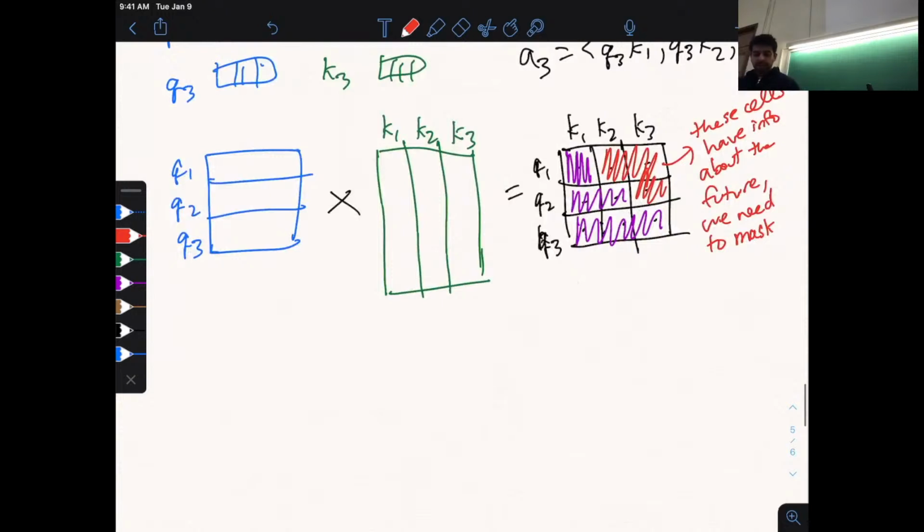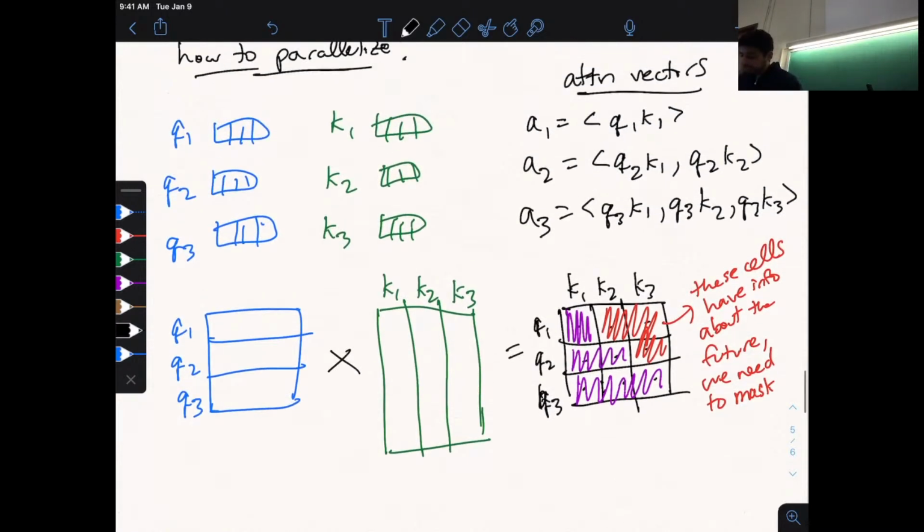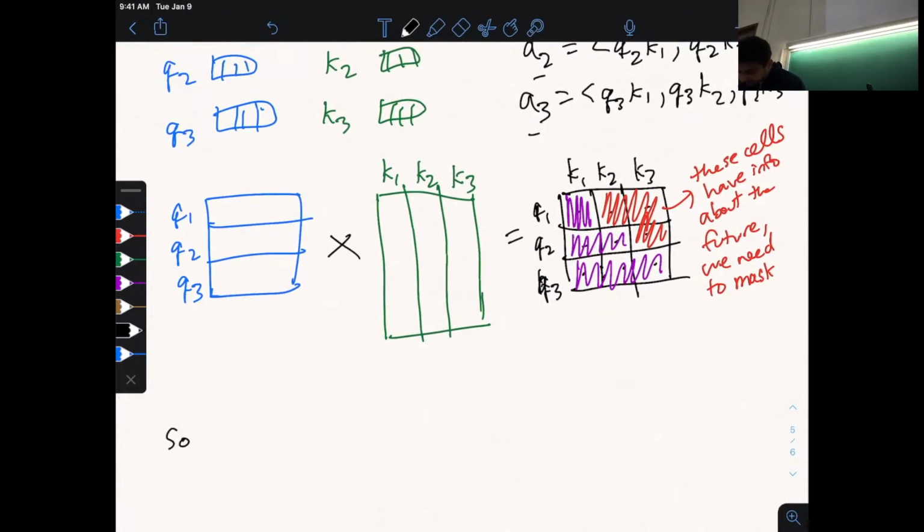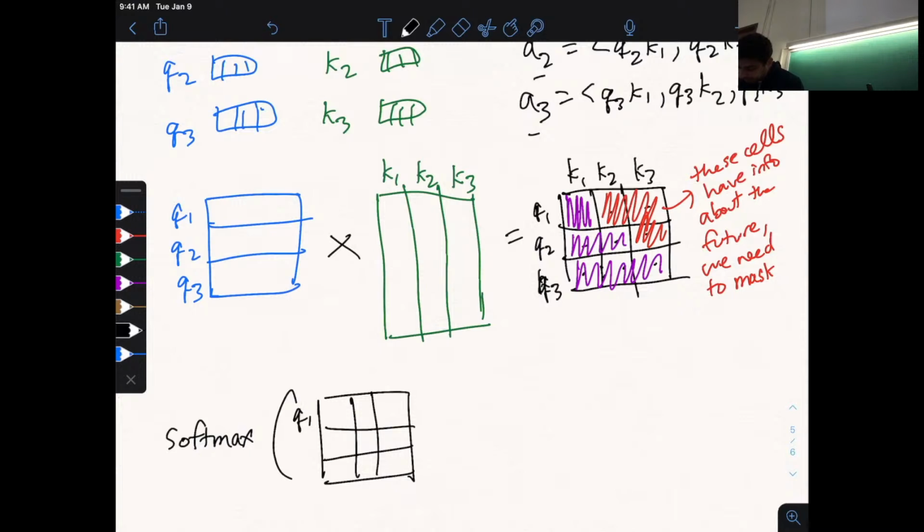So let's see how we can actually implement this mask. The way we can do that is when we apply the softmax function. Remember, we want to take the softmax of A1, A2, A3. Those form our final attention distributions. So how can we exclude these red cells when we're computing the softmax? Our computation is going to look like this. We have the 3 by 3 matrix that contains all of these dot products.